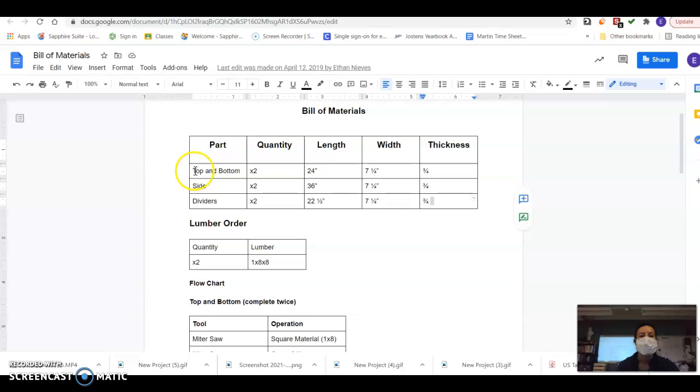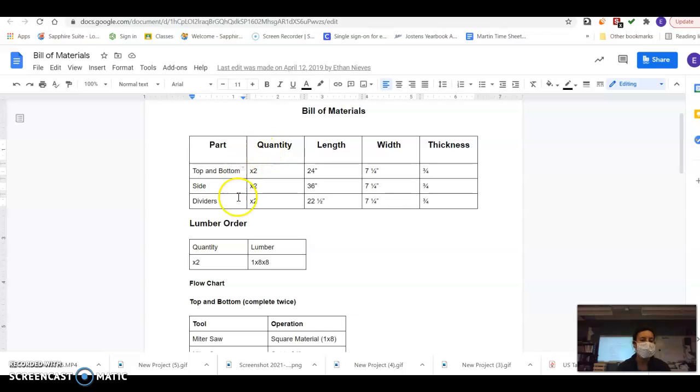Okay? This particular person, their shelf had a top and bottom. It had sides and it had dividers. Okay? So for their top and bottom, they needed 2. They were 24 inches in length, and they were 7 1/4 wide, and they were 3/4 of an inch thick. For each piece, you are going to put the length, the width, and the thickness. And this is your bill of materials.